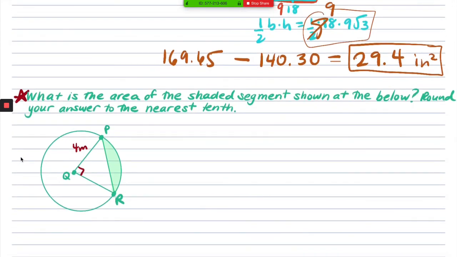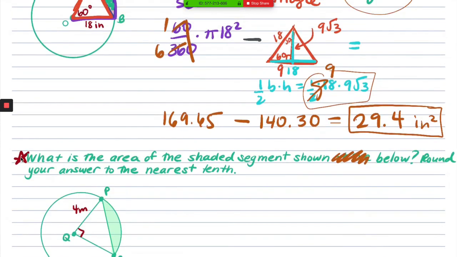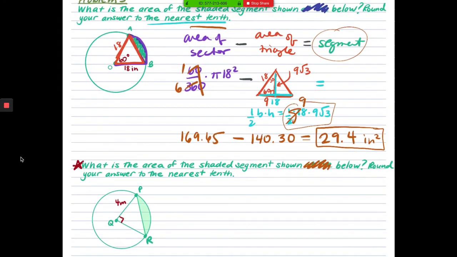Okay, so try that on your own here. What's the area of this segment shown below? Round your answer to the nearest tenth. So try this one. I'll leave this up so you can see it. Okay, press pause and try this on your own and check back with the answer.